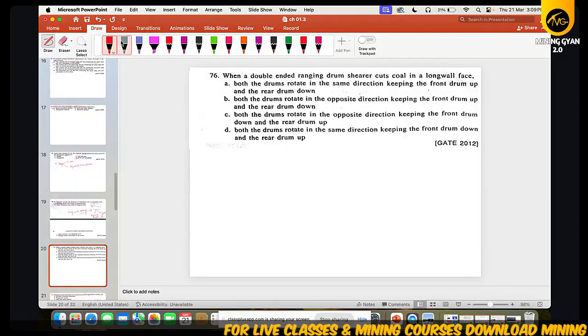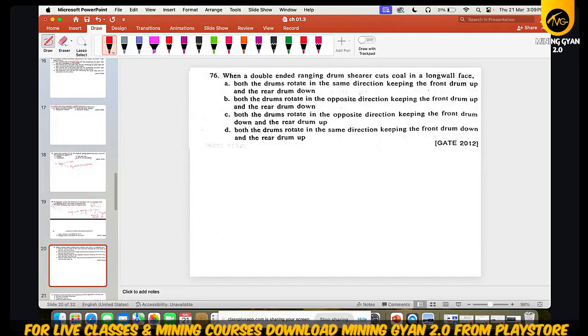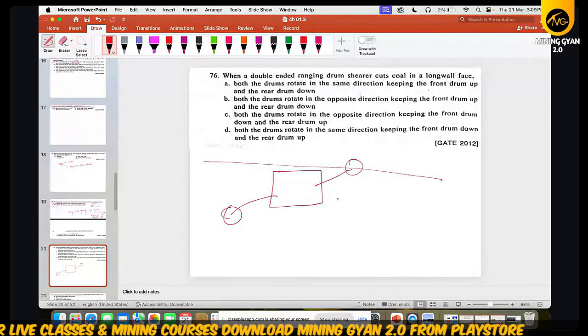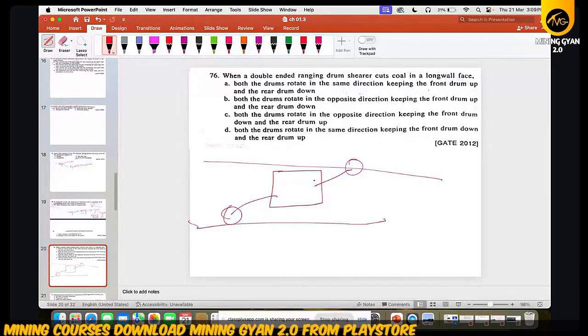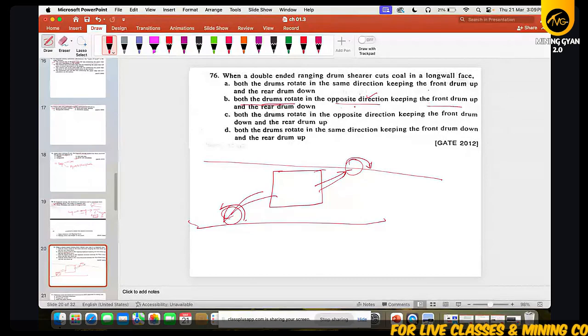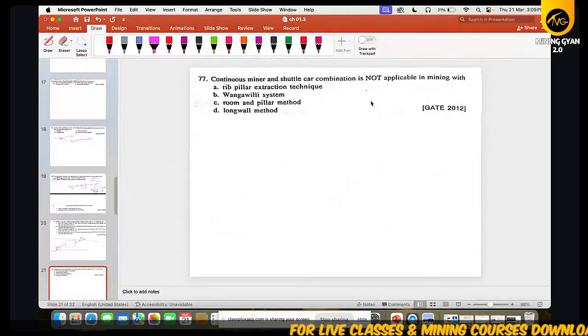Okay, third option. A double-ended ranging drum, everybody knows double ranging means one drum is on top and the second is at the bottom. So when it cuts your face, the first one will be on the upper side and the second one on the bottom side. Both drums rotate in the opposite direction, keeping the front drum up and the rear drum down. Question 77.